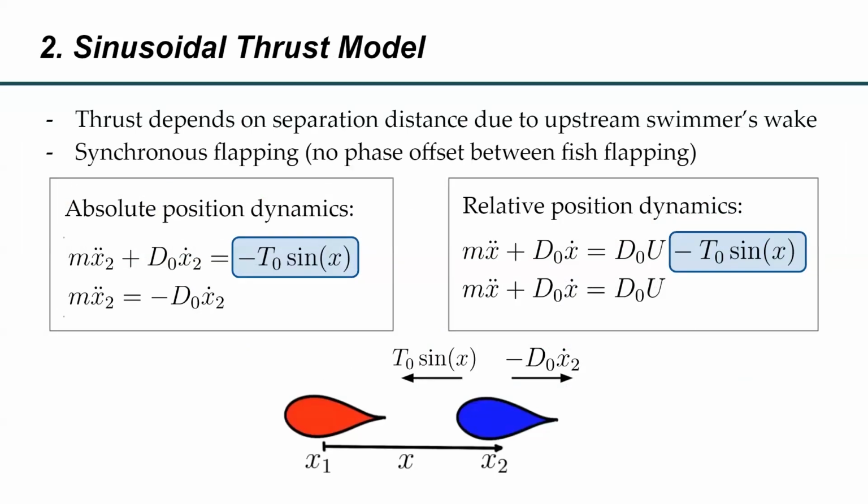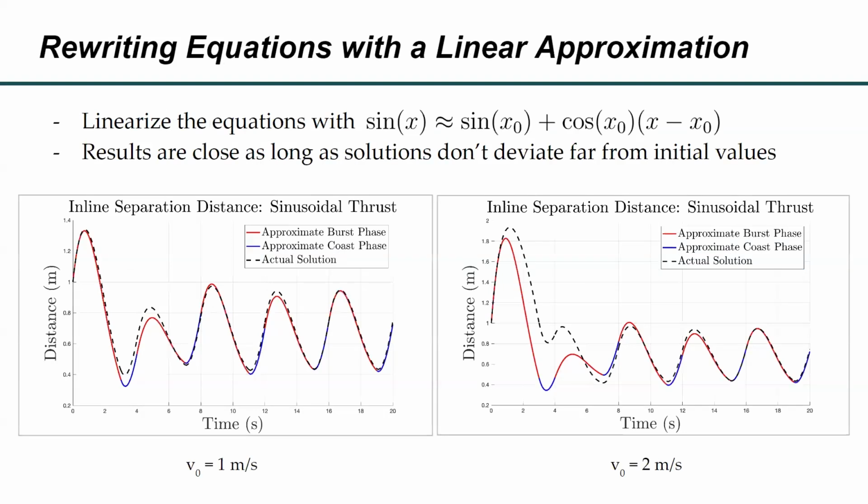Now, moving on, we slightly reevaluate our assumptions. We now assume thrust to be a sinusoidal function that is dependent on the separation distance. This is due to previous studies that have found that the upstream swimmer produces a wave that generates our sinusoidal thrust term, slightly altering our equations. Now they are nonlinear, so we can linearize the system with a Taylor approximation for sin x, and this makes it easier to find the analytical solutions.